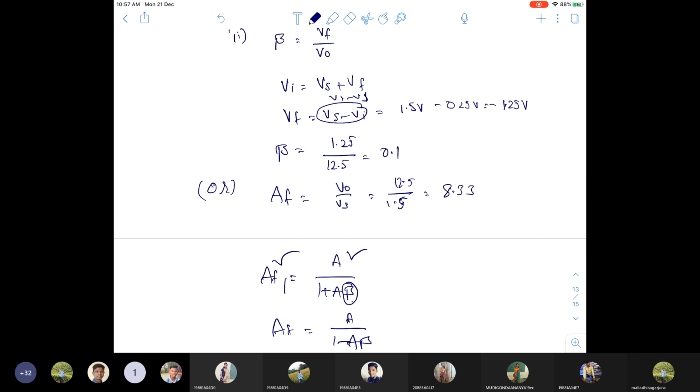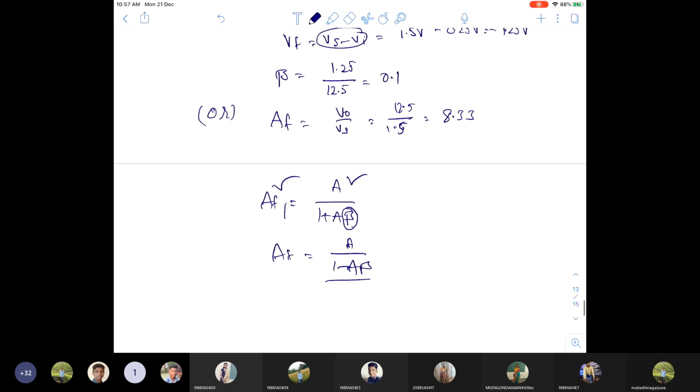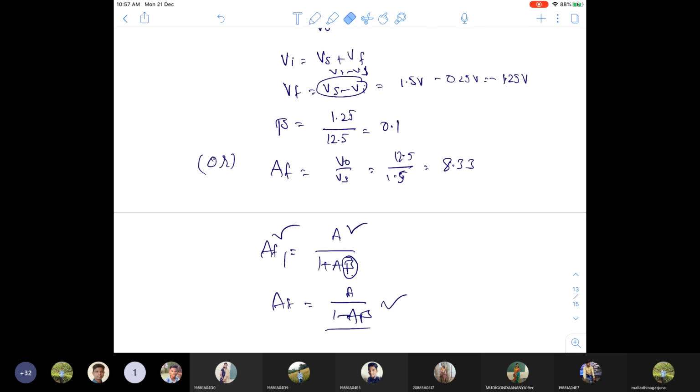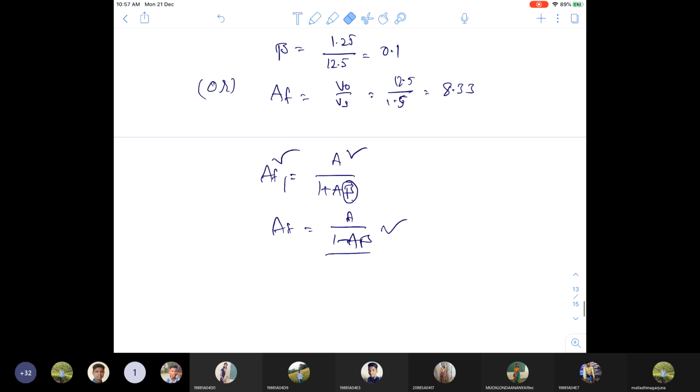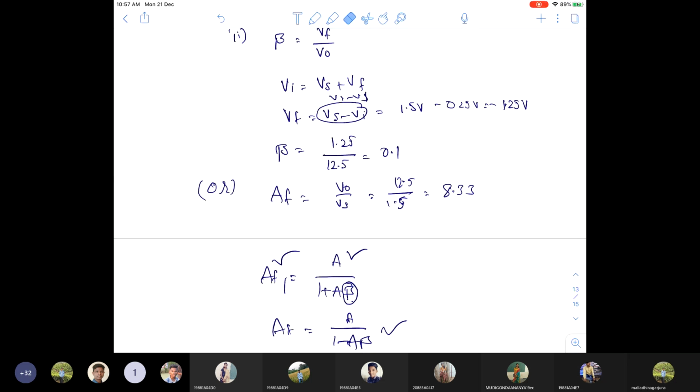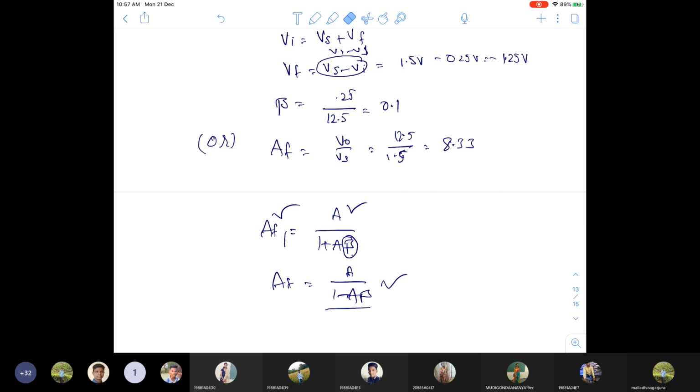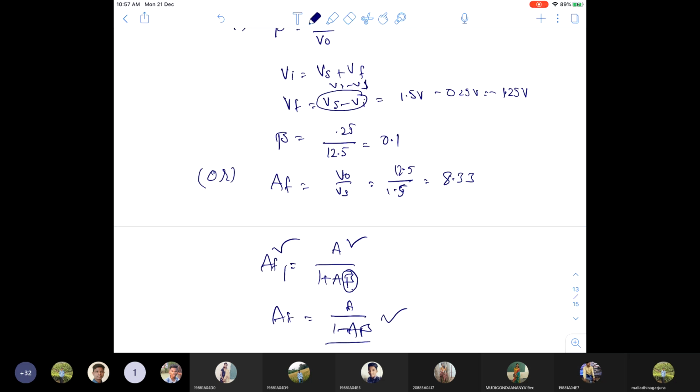So coming to the second procedure, here you are not supposed to take A by 1 plus A beta. You have to take A by 1 minus A beta. Right. Correct. In phase means you have to take negative, positive, VI minus VS. Then you will get this as minus 1.25. Minus means minus, this is minus. This is 1 minus negative.